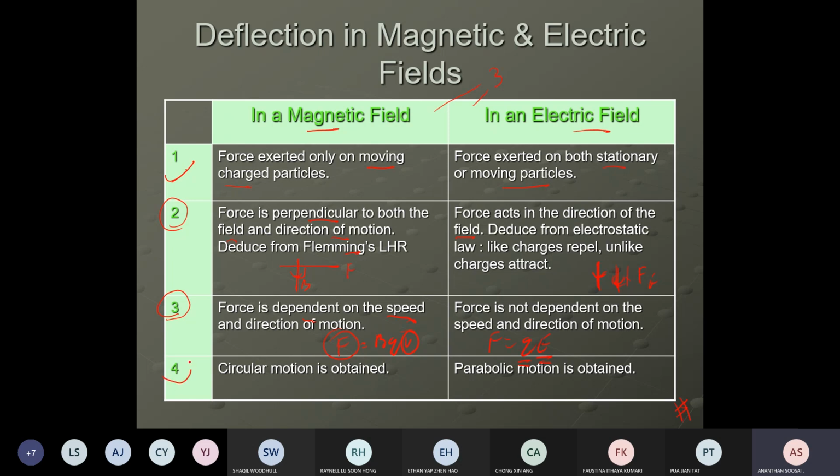Another difference: in a magnetic field, the charged particle makes a circular motion or an arc of a circle. It can make an arc of a circle if the radius is huge. It can't afford to make a full complete circle. It might make just a part of a circle. In an electric field, you know this, right? It always makes a parabolic path. So remember at least 3 differences between magnetic field and electric field. They will ask you in the exam.